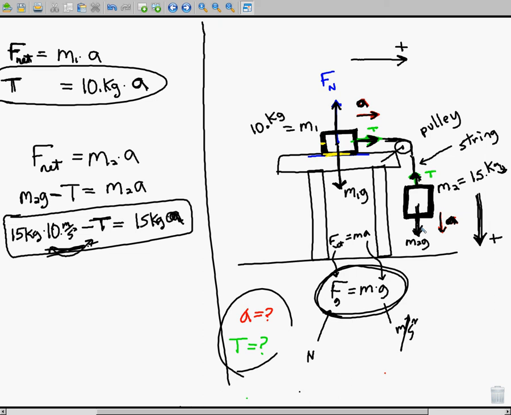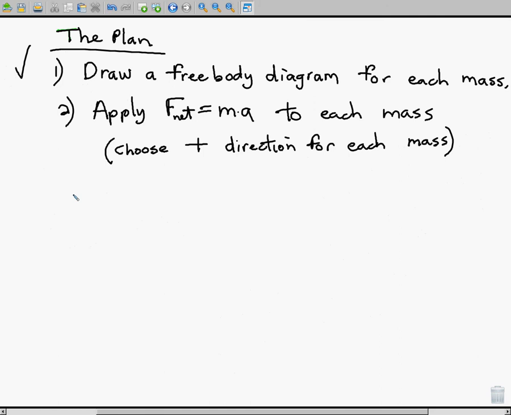So last but not least, we're running out of time. I want to finish this up here, ladies and gentlemen. Hold on, we can do it. Step 3: simultaneously solve the system of equations. Say that 5 times fast. Simultaneously solve system of equations.